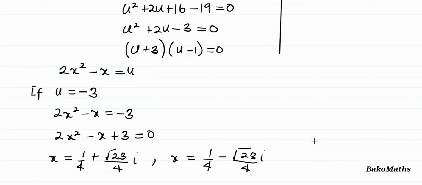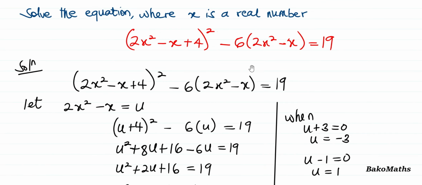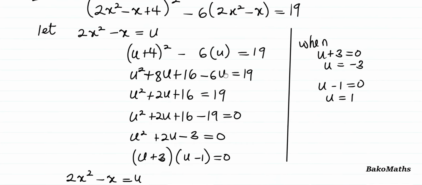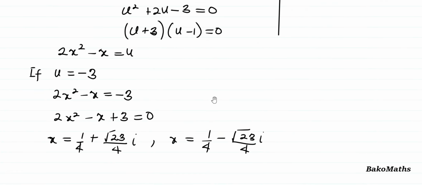But the question said that we should solve for x and get a solution where x is a real number. So this is what the question emphasized. You cannot continue with the imaginary root answer. It means you have to go further. So where x is an imaginary root, we cannot continue. But remember, we had two values for u. We had −3 and 1. So you continue with u equal to 1.